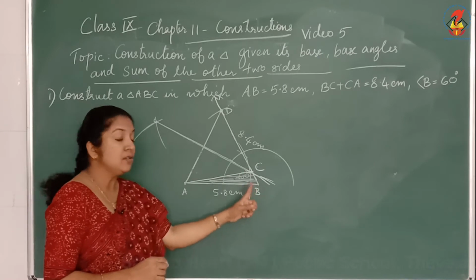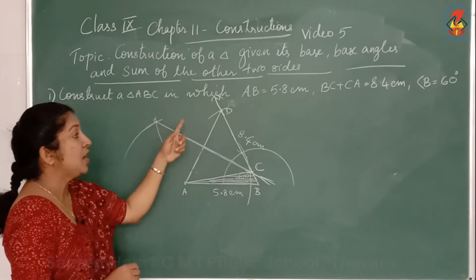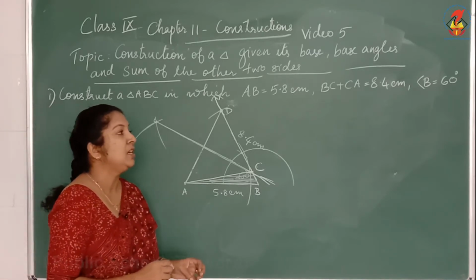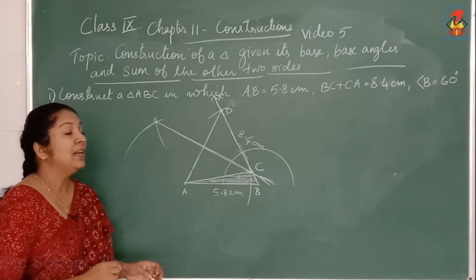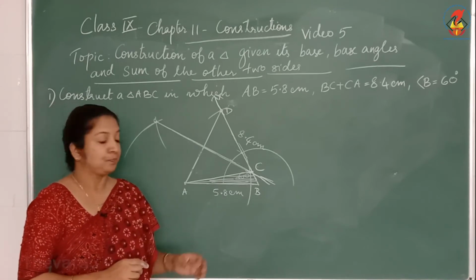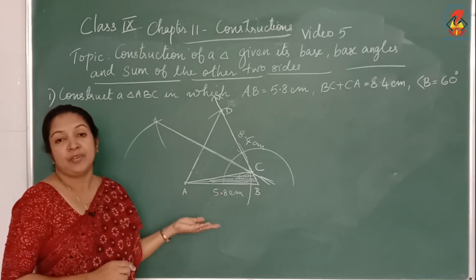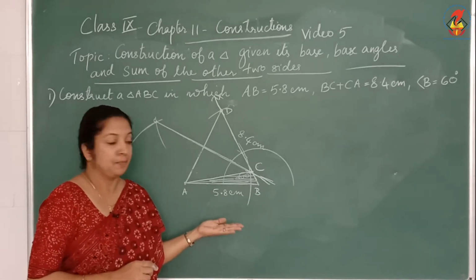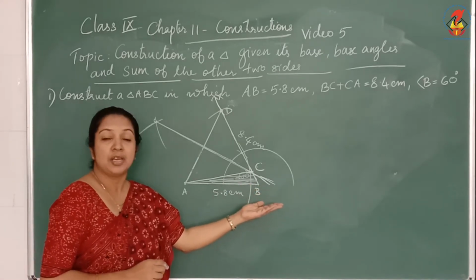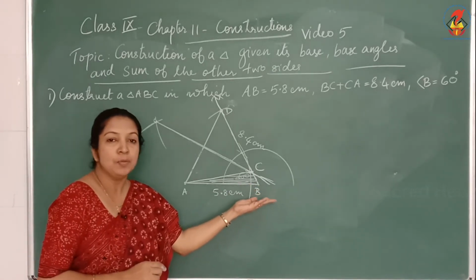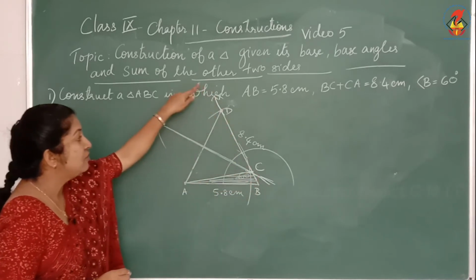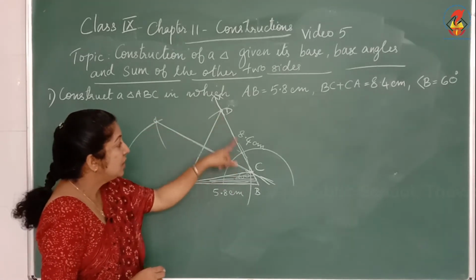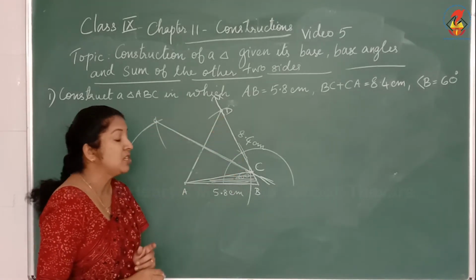So the question is to construct a triangle in which AB is equal to 5.8 centimeter, BC plus CA is equal to 8.4 centimeter, and angle B is equal to 60 degree. So the first step which we have done is draw a line segment AB of 5.8 centimeter. Then we have constructed angle B. Angle B, how much is that? 60 degree. Then we have drawn the ray BX.